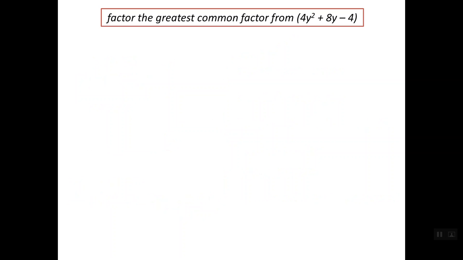Let's have another example. Factor the greatest common factor from 4y squared plus 8y minus 4. So what do we have here? We have a quadratic polynomial with three terms. The first one is 4y squared. The second is 8y, and the third one is minus 4.